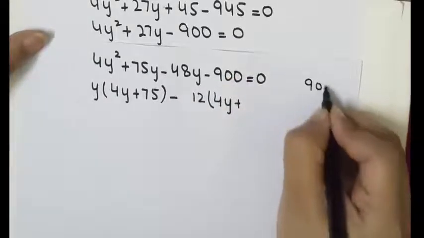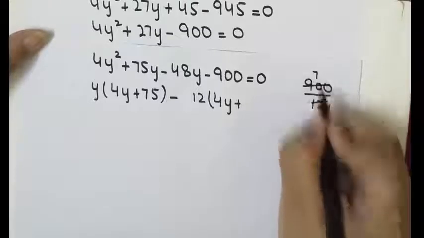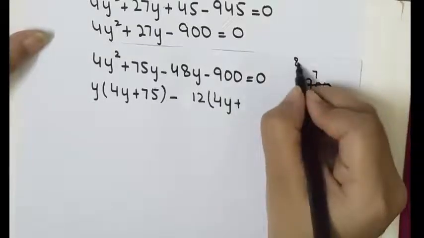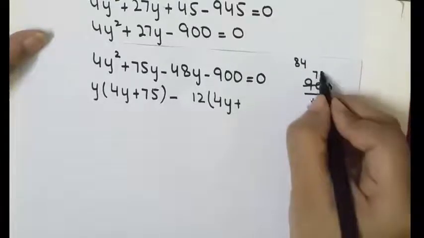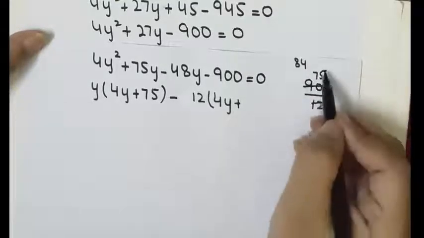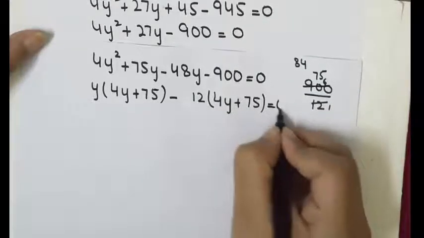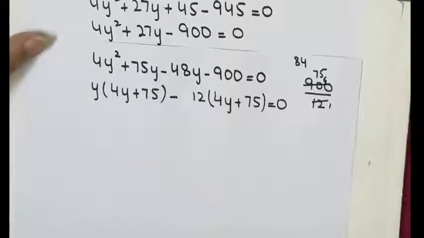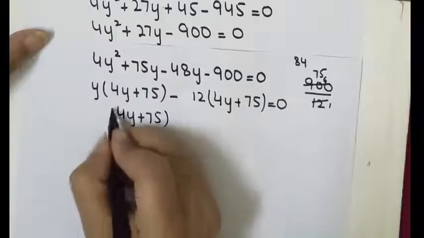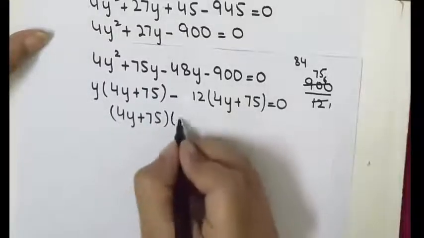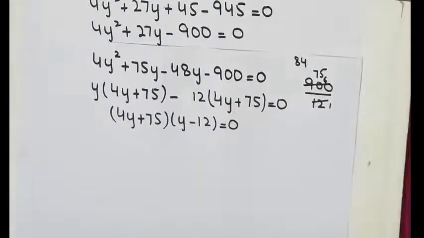12 common, we have 12 4 times is 48, y. Minus minus is plus, and 12 how many times is 900? Let's check. 12 1 times is 12, 12 7 times is 84. So 6 are remaining. This is 60. 12 5 times is 60. So 75. 12 75 times is 900. So 4y plus 75, either this term is equal to 0 or y minus 12 is equal to 0.